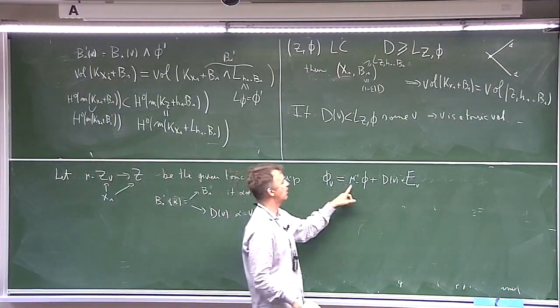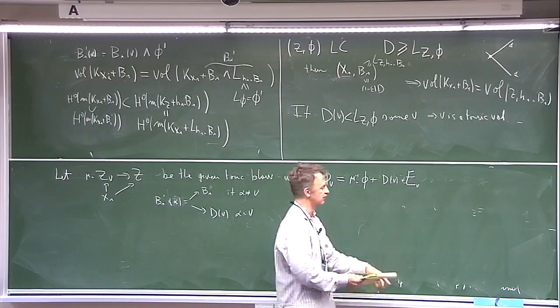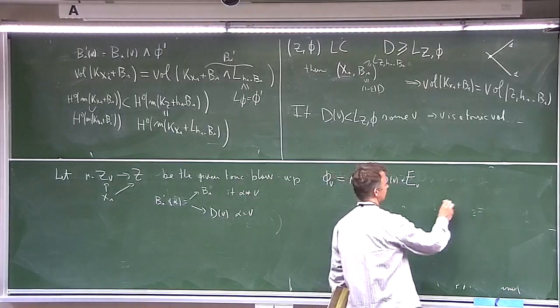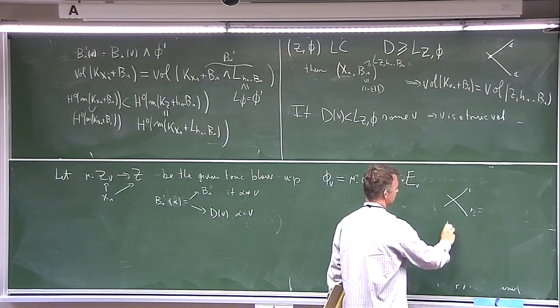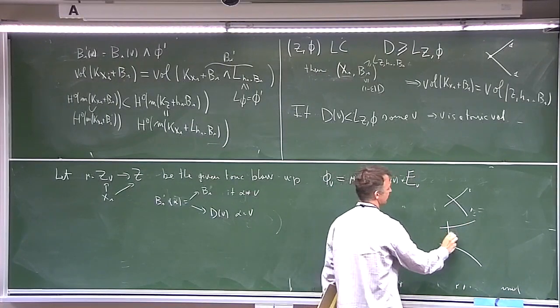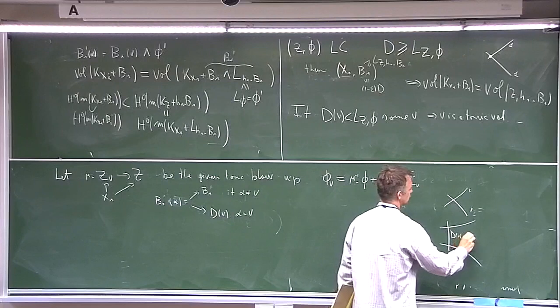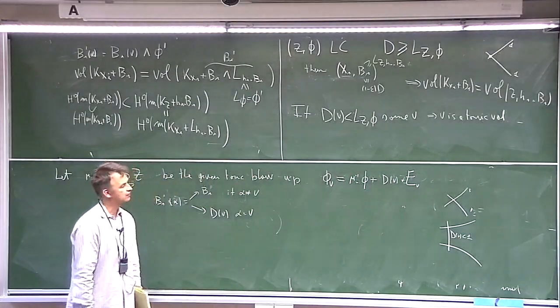But now there is some coefficient that should have been 1, which is actually now less than 1. So what I've done is I started from this situation with coefficients 1 and 1. I've now blown up a point and replaced this by coefficient d of nu, which is strictly less than 1. I have improved the situation somewhat.